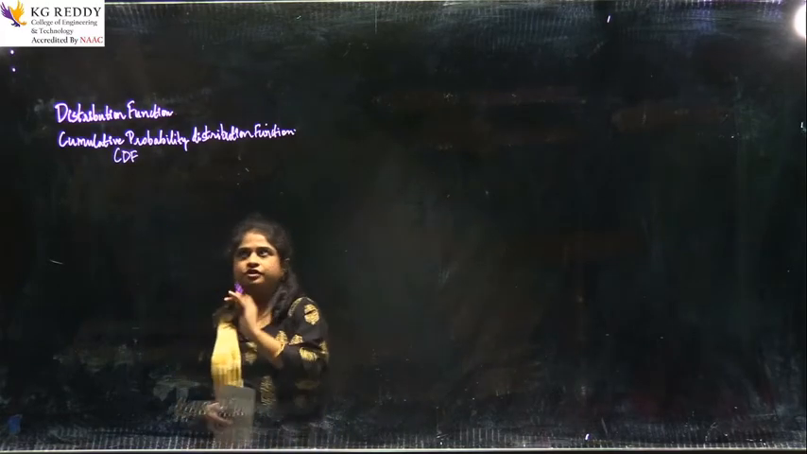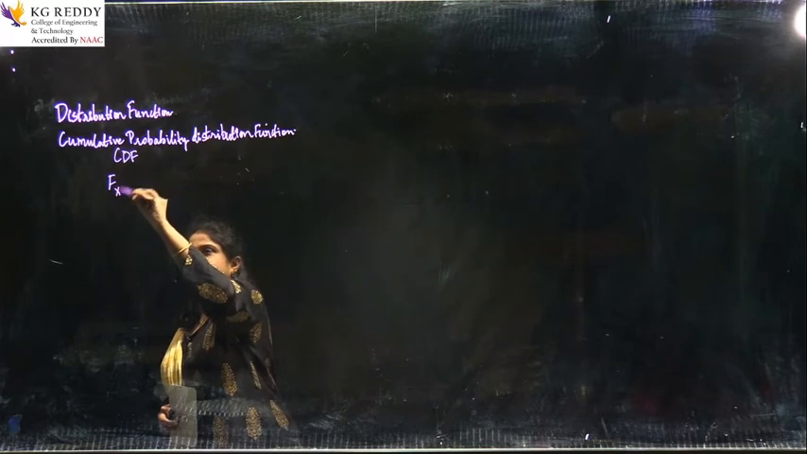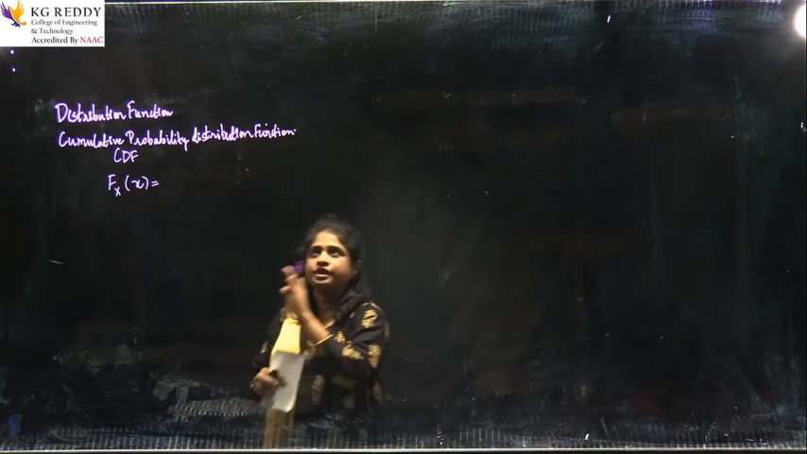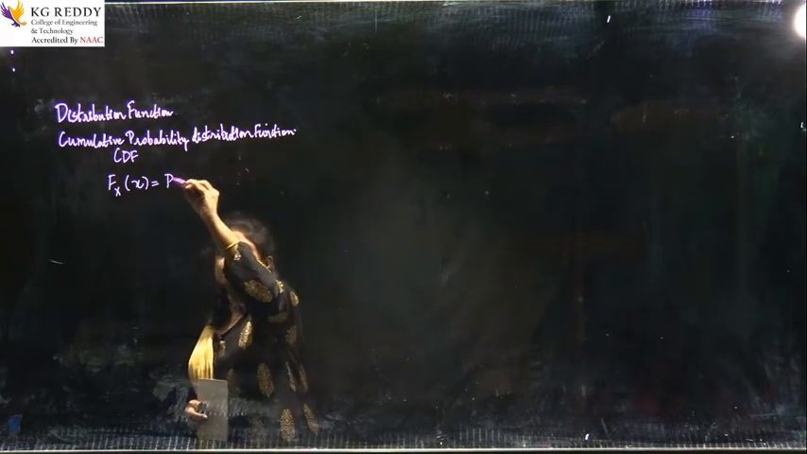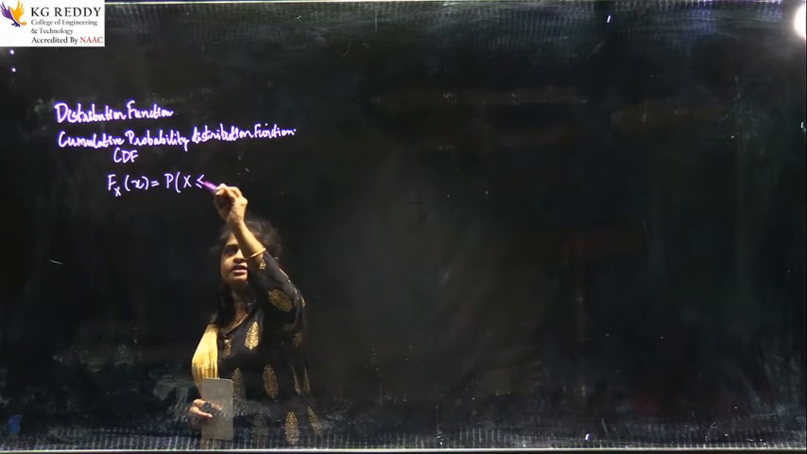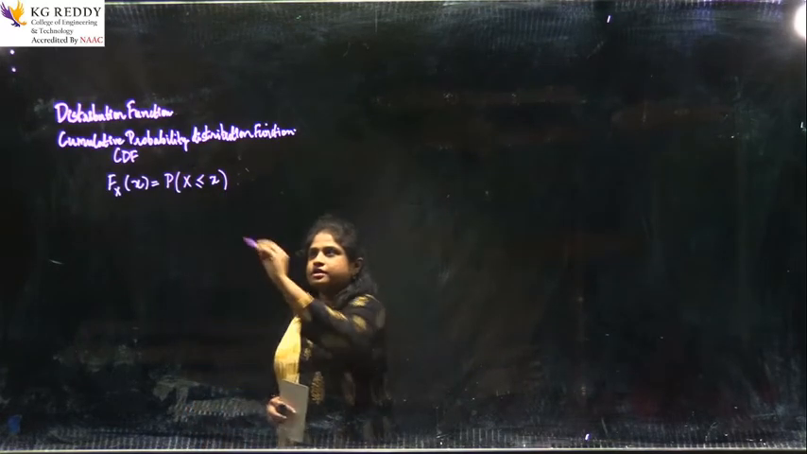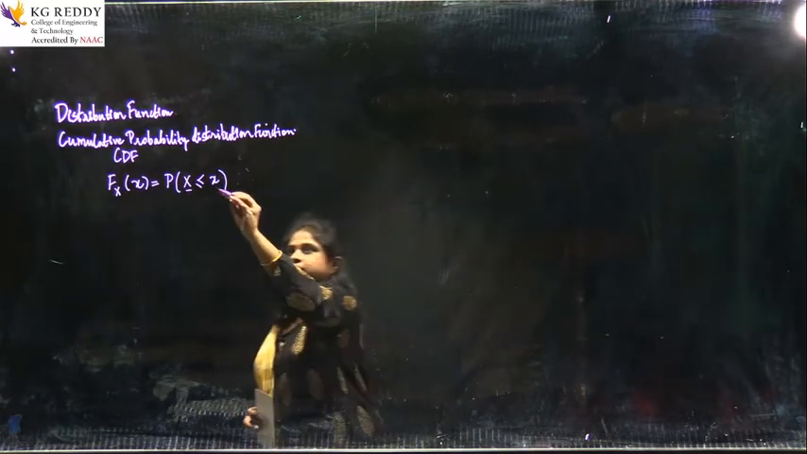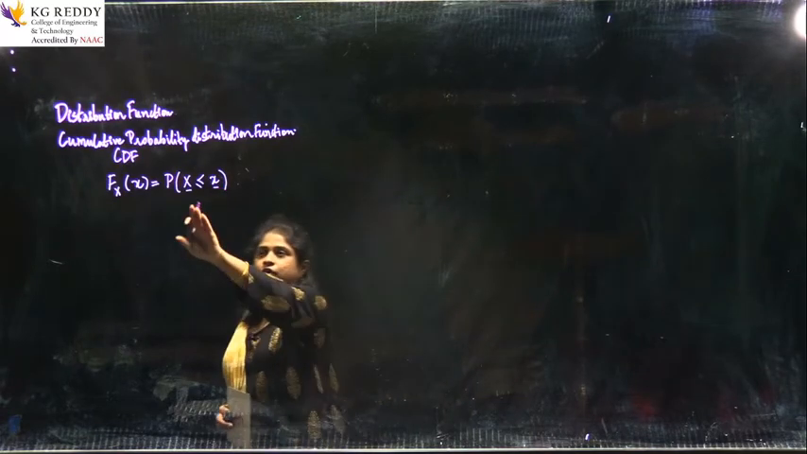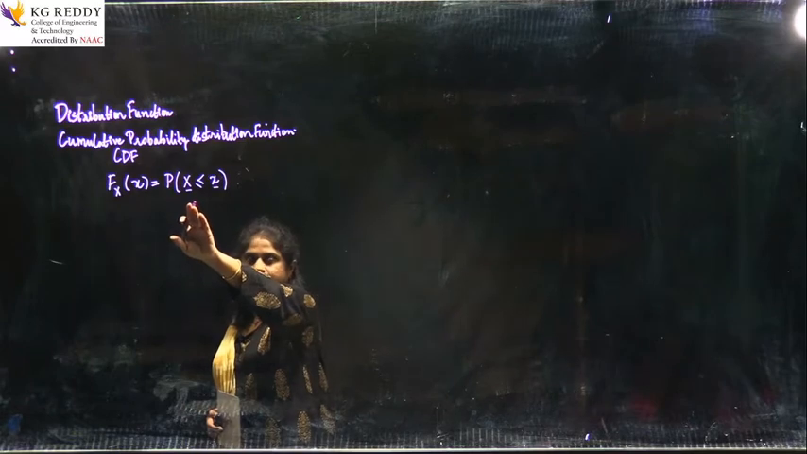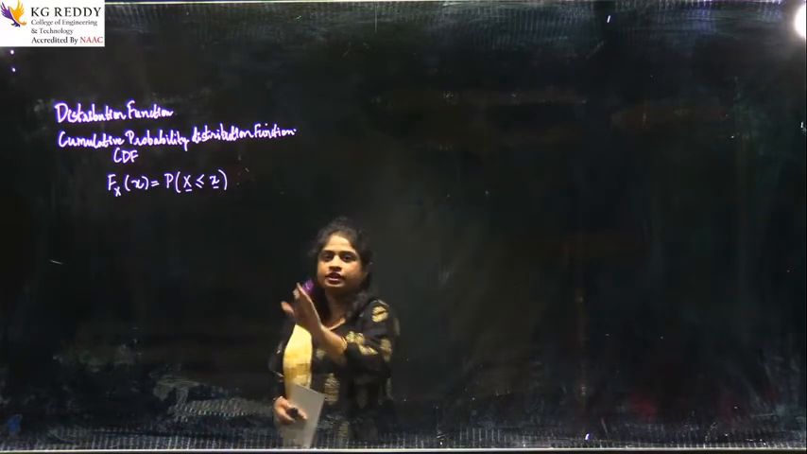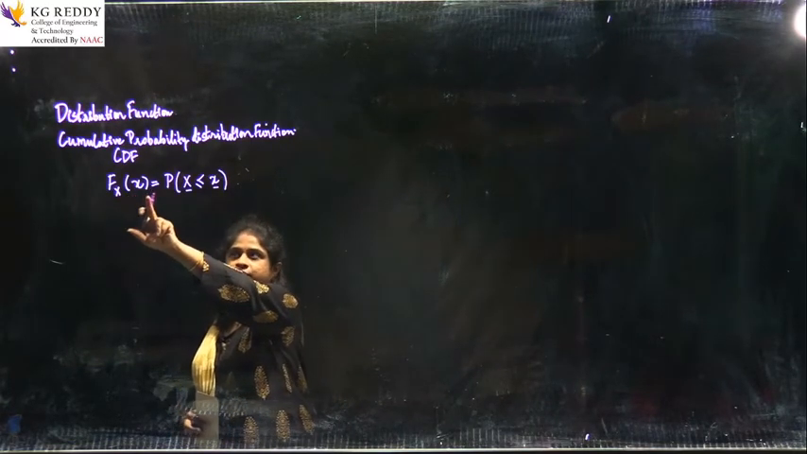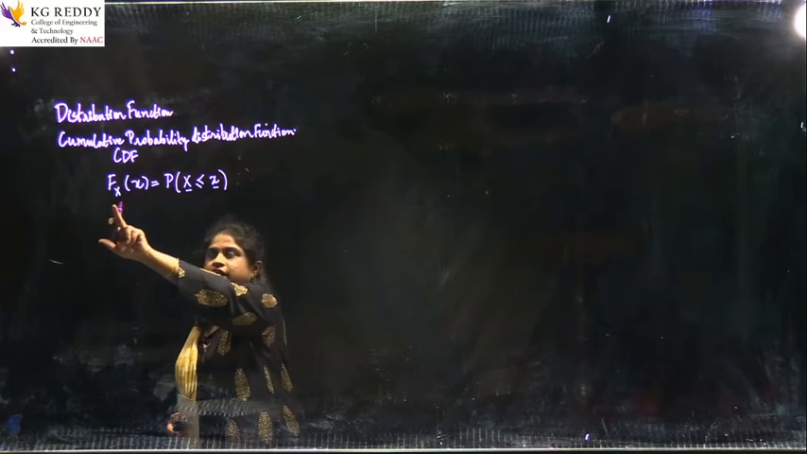It is a function, so it is represented by Fx of x. This cumulative probability distribution function will be equal to the probability of X less than or equal to x. This X is the random variable which we have discussed in the last video, and this x is a real number. We will be taking all the probabilities of the random variable which is less than or equal to a real number x. So, that is the meaning of this. This is nothing but the cumulative distribution function Fx of x. It will be represented like this.